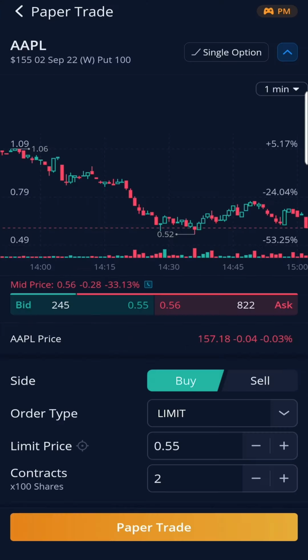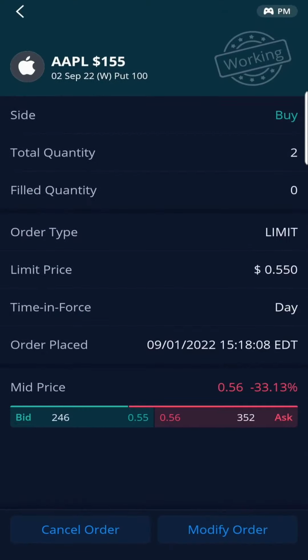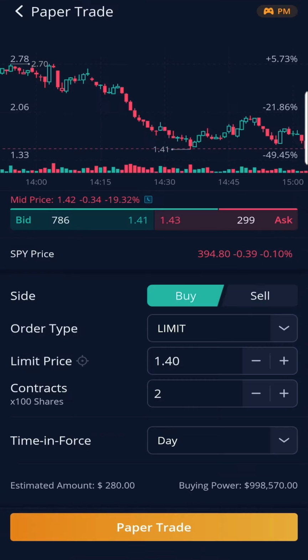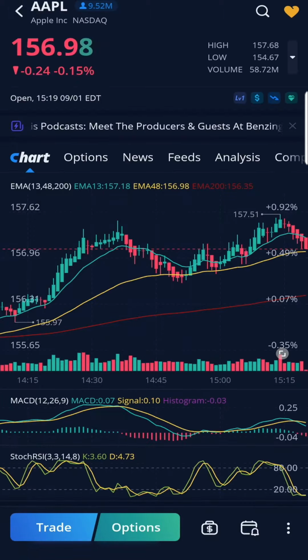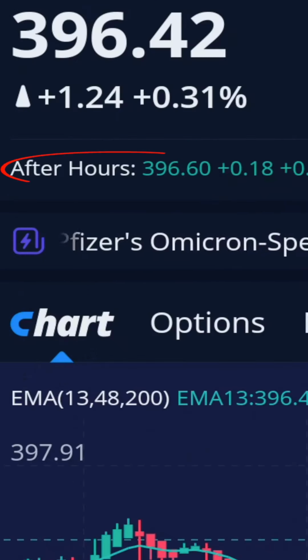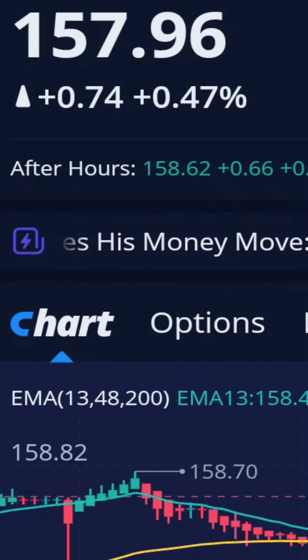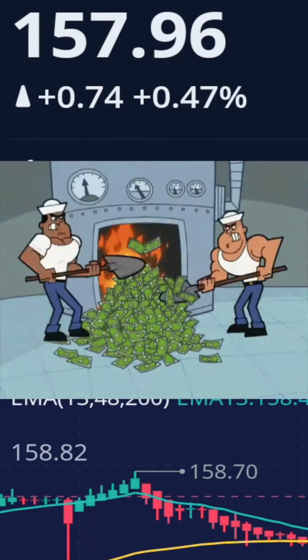Later, I bought 2 more contracts of Apple to lower my average price. And I tried to buy 2 more contracts of SPY for $140 each. Apple and SPY kept going up even in after hours. This is a real bad sign for my option contracts, but thank goodness it is only paper trading. No real money is lost here.